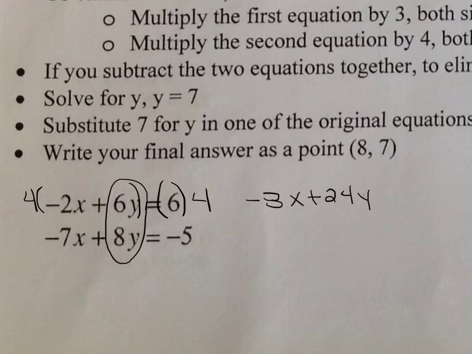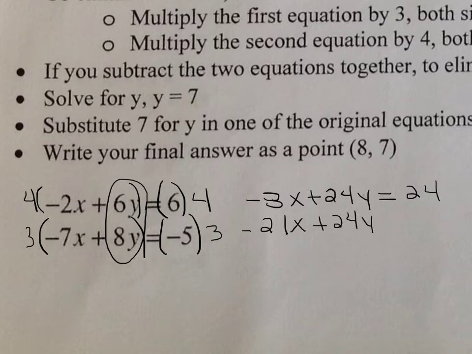plus 24y equals 24. And then I multiply this equation, not by 4, but by 3. And then I will get -21x plus 24y equals -15. Now, to get rid of my y values, I'm going to subtract.